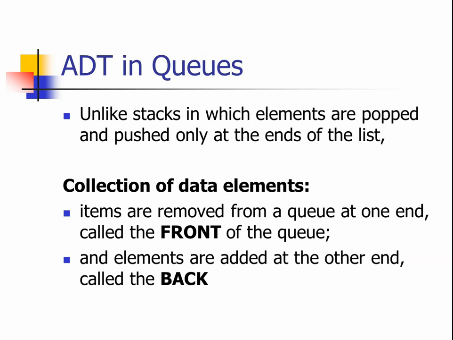One is the front of the queue, the other one is the back of the queue. The front of the queue is called the front, which is where we deal with such as a customer, a plane, or a car to pay its toll. The back is where we add more items. So the front is where we remove the items, and the back is where we add the items.